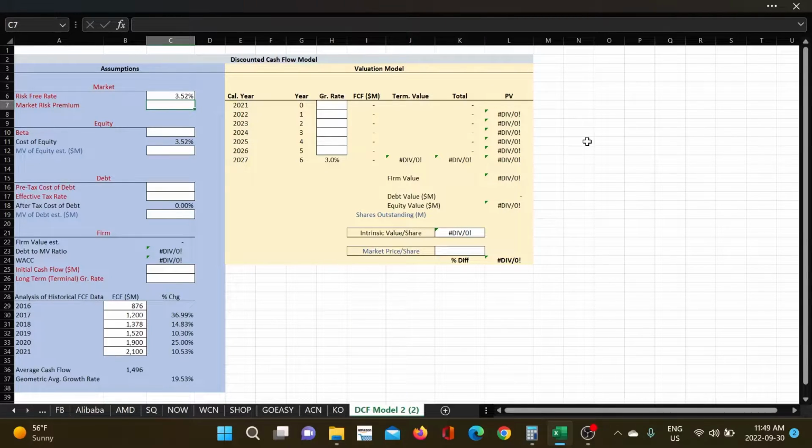Next up, we have the market risk premium. The market risk premium is simply the difference between a standardized market return and the risk-free rate.